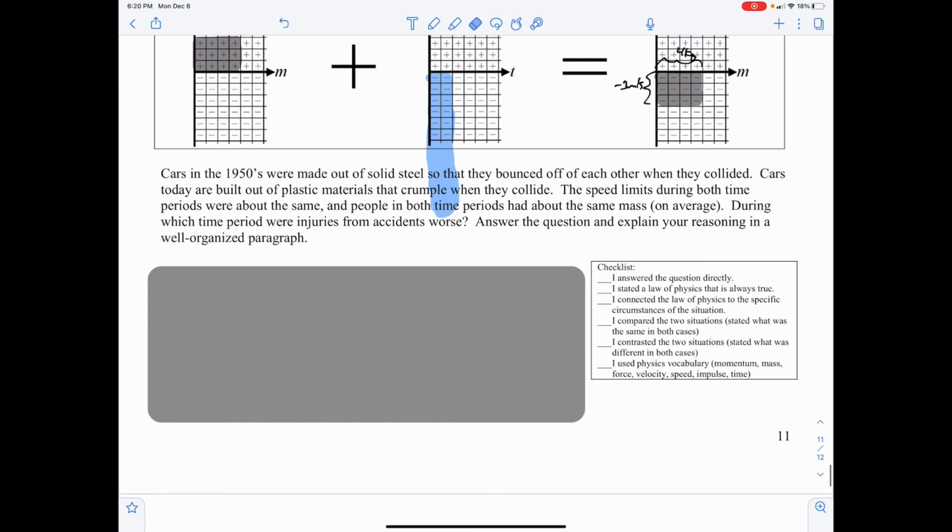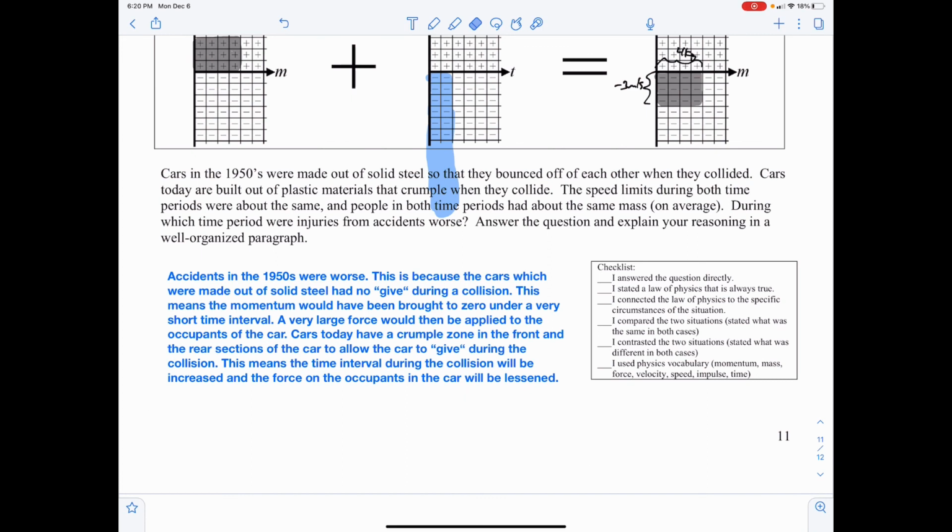Well, injuries were worse in the 1950s. Here is why. This is because cars were made out of solid steel and had no give during a collision. This means that the momentum would have been brought to 0 under a very short time interval. A very large force would then be applied to the occupants of the car. Cars today have a crumple zone in the front and rear sections of the car to allow give during the collision. The give allows more time, and thus, since the time is increased, the force on the occupants of the car will be lessened.